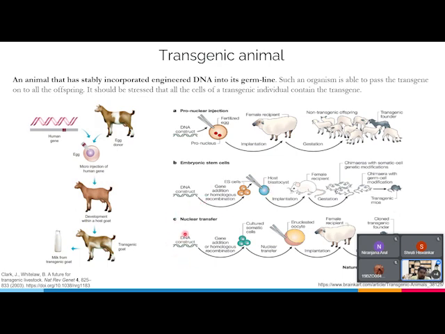The last is known as nuclear transfer. In nuclear transfer, you have the DNA construct, and add it to cultured somatic cells. These are not germline cells. Somatic cells are normal cells that are present in our body. Take a fertilized egg, take the nucleus out, put the somatic cell nucleus in, implant this into a female recipient, and allow this to grow into a new animal that will have the transgene.